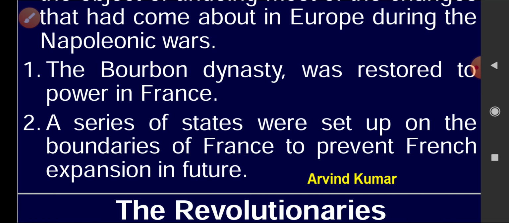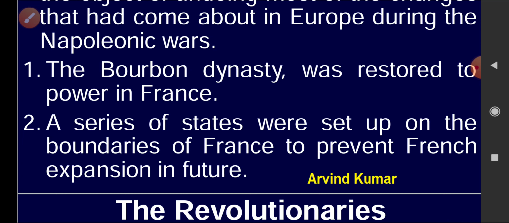because in the 1789 revolution monarchy was ended, it was abolished, and democracy was established. Now, once again, after 1815, the Bourbon dynasty was set up in France. Meanwhile, again there was restoration of monarchy in France.